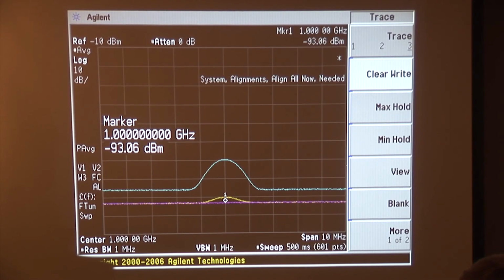Okay, screw these attenuators together. This is a definite mess. Real mess. There we go.